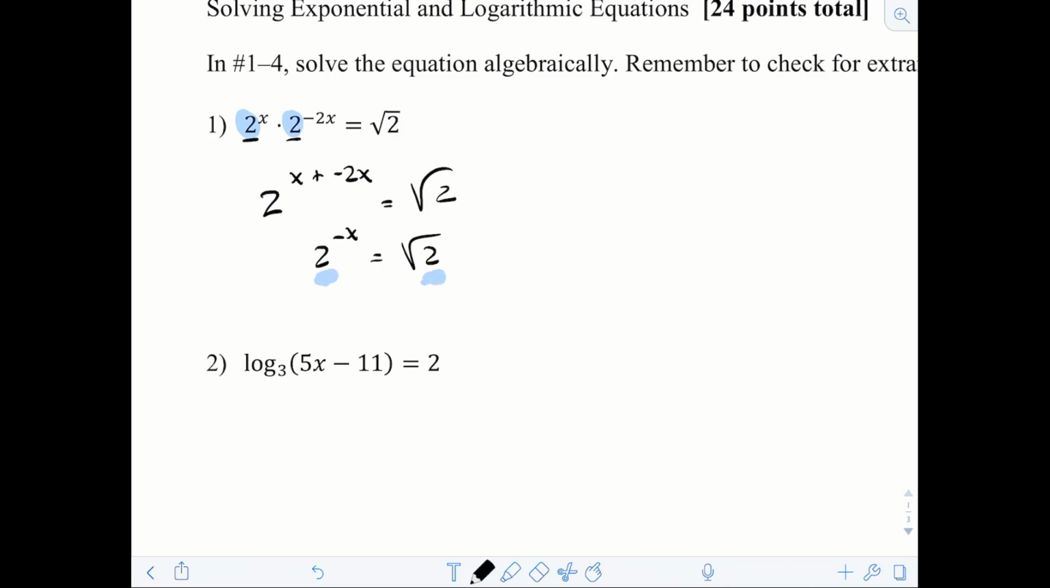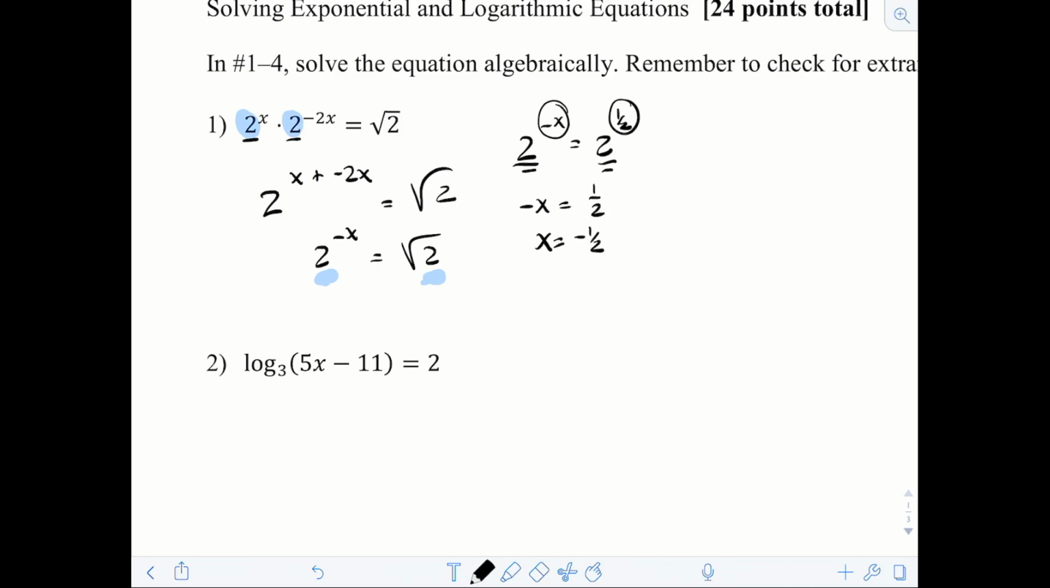Now, since it is 2, I'm just going to rewrite this as 2 to the negative x is equal to 2 to the 1/2, right? Because that's another way of writing square root of something. So it's 2 to the 1/2 power. Now, since they are both the same base right here, we can just set the exponents equal to one another. So negative x is equal to 1/2, and then x is going to be equal to negative 1/2.